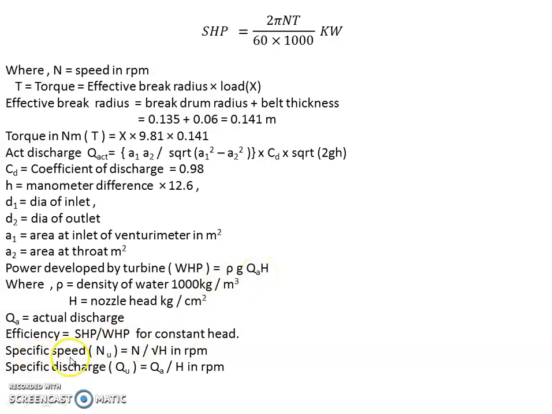And now we can find specific speed using the formula Nu equal to N divided by square root of H, which will be in RPM, and specific discharge, that is Qu, can be found out using the equation Qa divided by square root of H, which will be again in RPM.